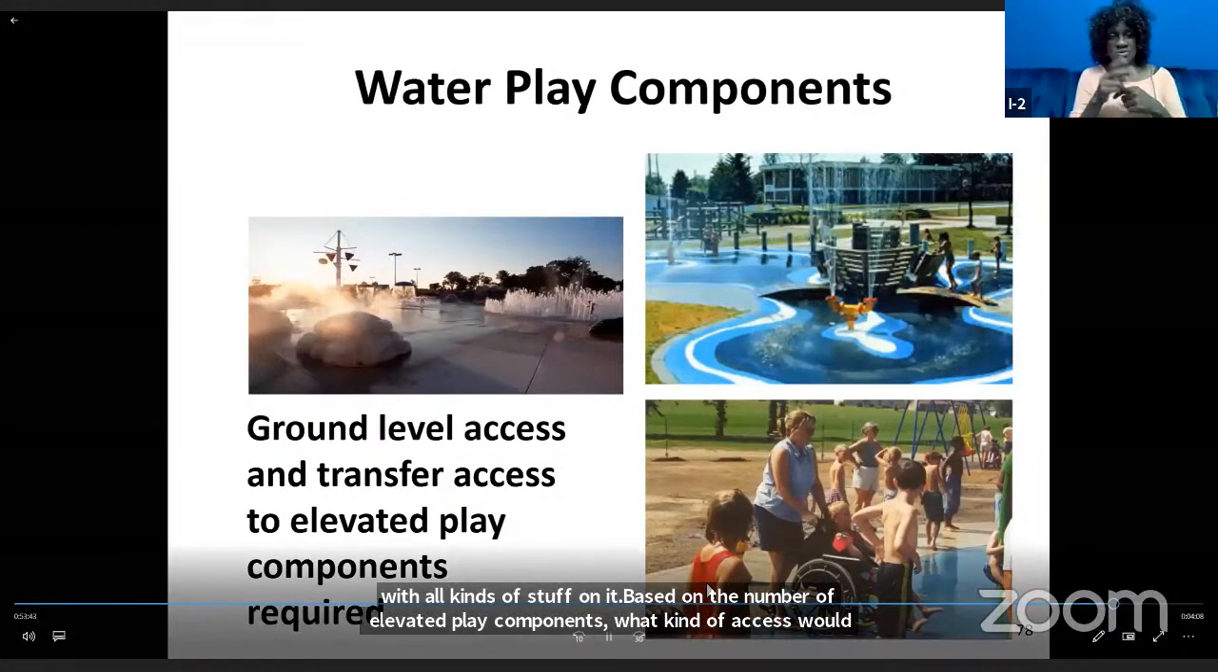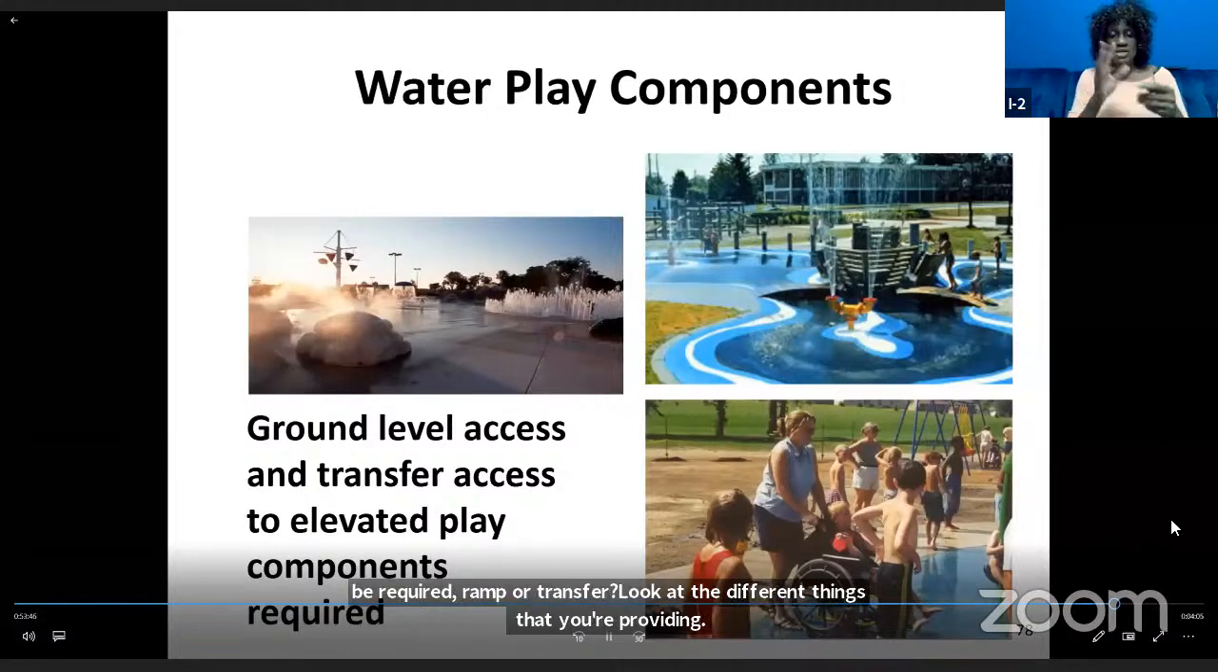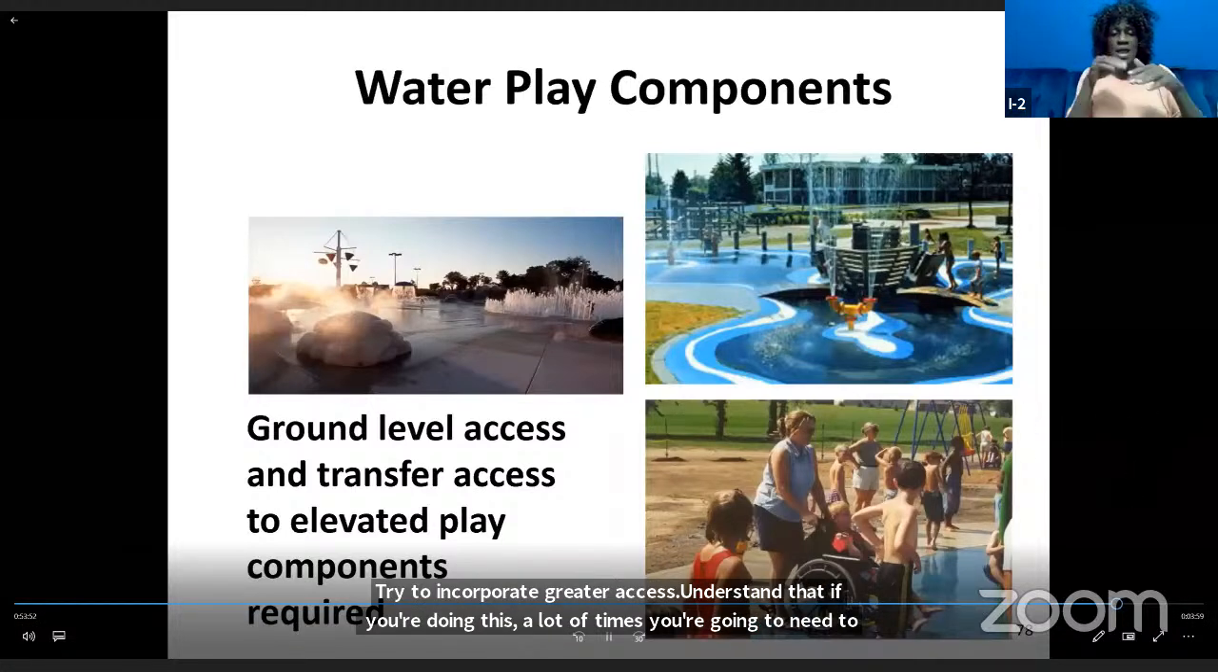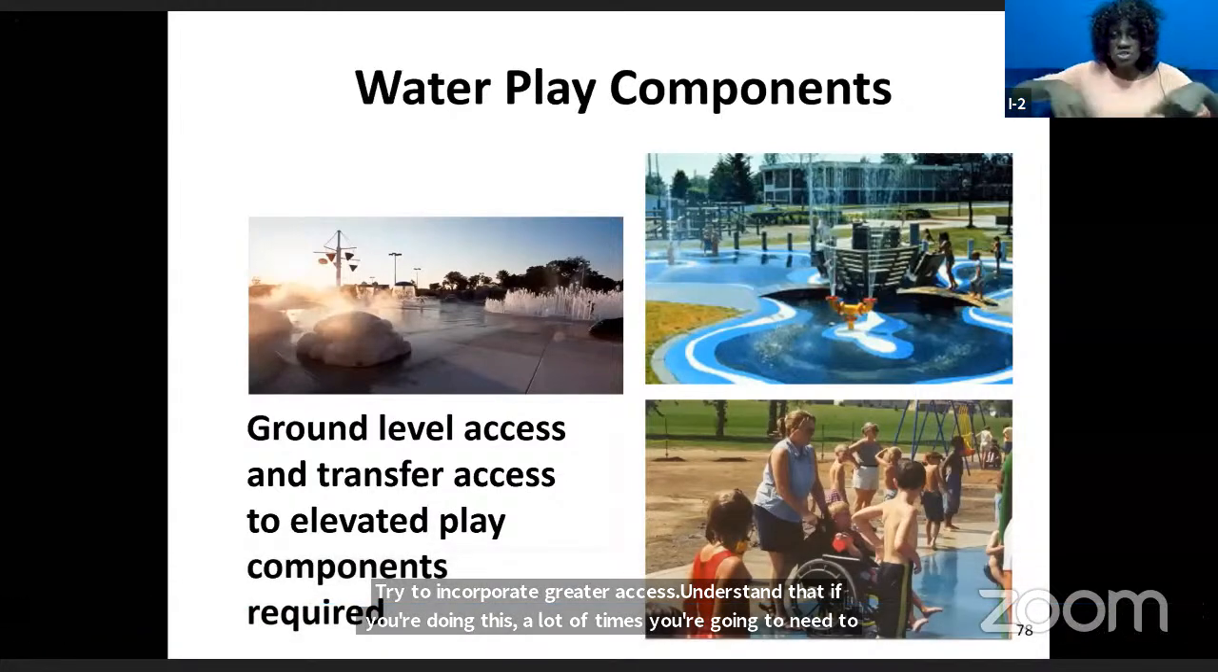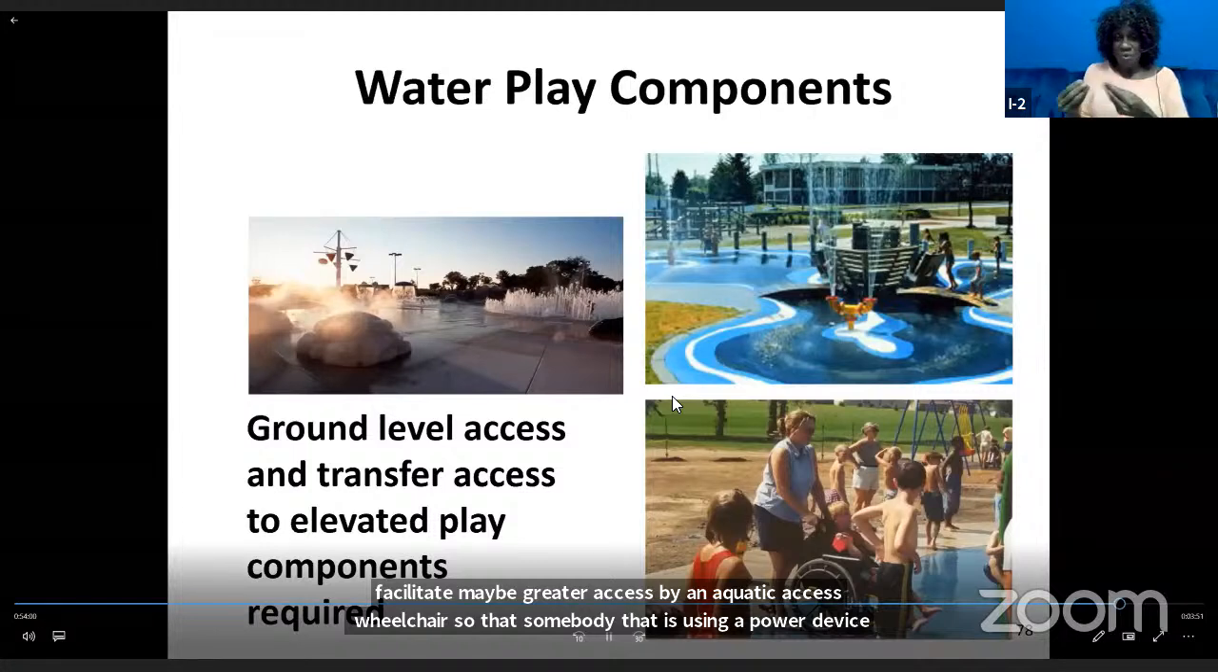Look at the different things that you're providing, try to incorporate greater access. Understand that if you're doing this, a lot of times you're going to need to facilitate maybe greater access by an aquatic access wheelchair, so that somebody that is using a power device or a child that can't get their mobility device wet could still have an opportunity to participate.